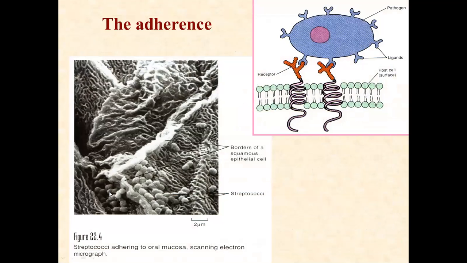And here you see the electron micrograph illustrating the adherence of staphylococci to the epithelial cell. And here you see the mechanism of adherence. Bacteria have fimbriae or lipoteichoic acids like gram-positive microorganisms, and they interact with some receptors, some molecules, on the surface of human cells.